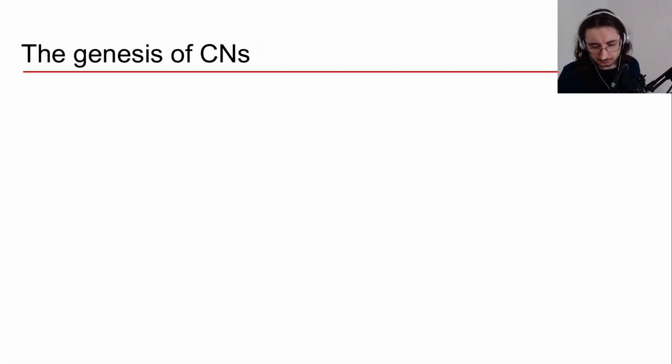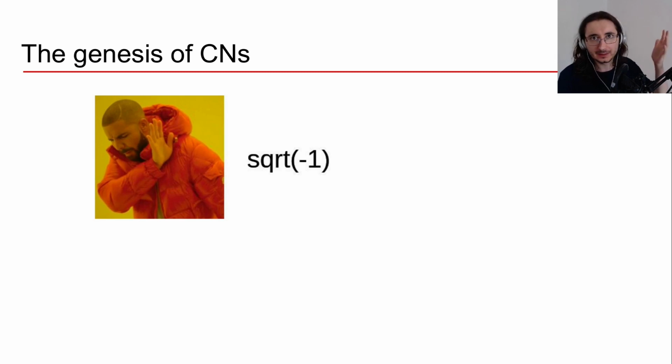Okay, so what's the genesis of complex numbers? So why do we need them? Well, for a long time, mathematicians have been scared of a very simple thing, and that's the square root of -1, or more in general, the square root of negative numbers. So with real numbers, there's no way we can solve this very simple thing, like the square root of a negative number. So basically, math is broken in terms of real numbers if we want to deal with these types of things. So how do we deal with these guys?